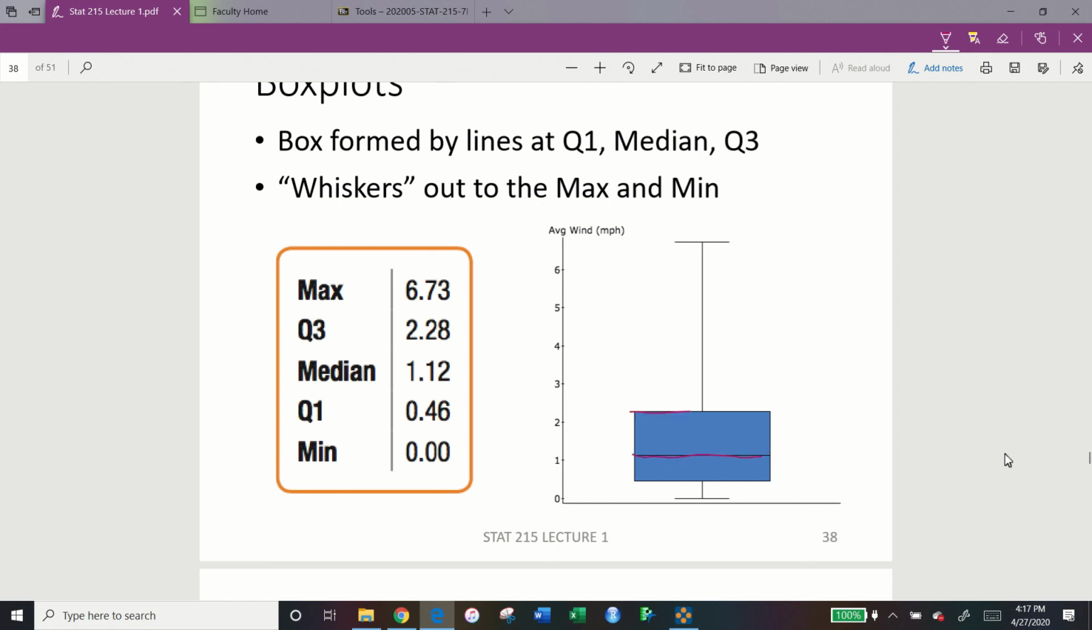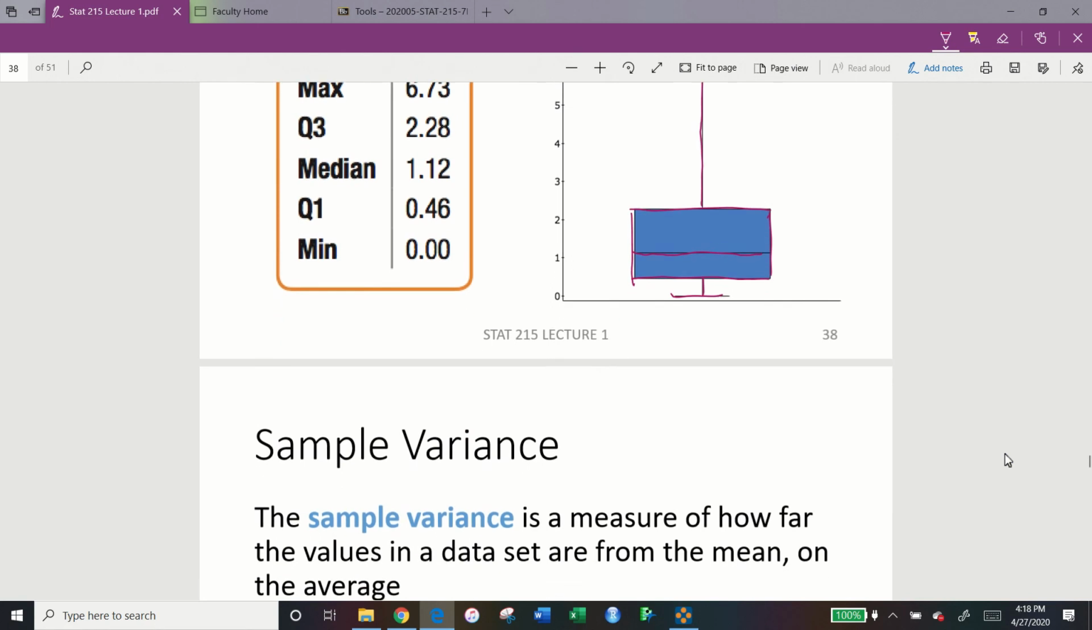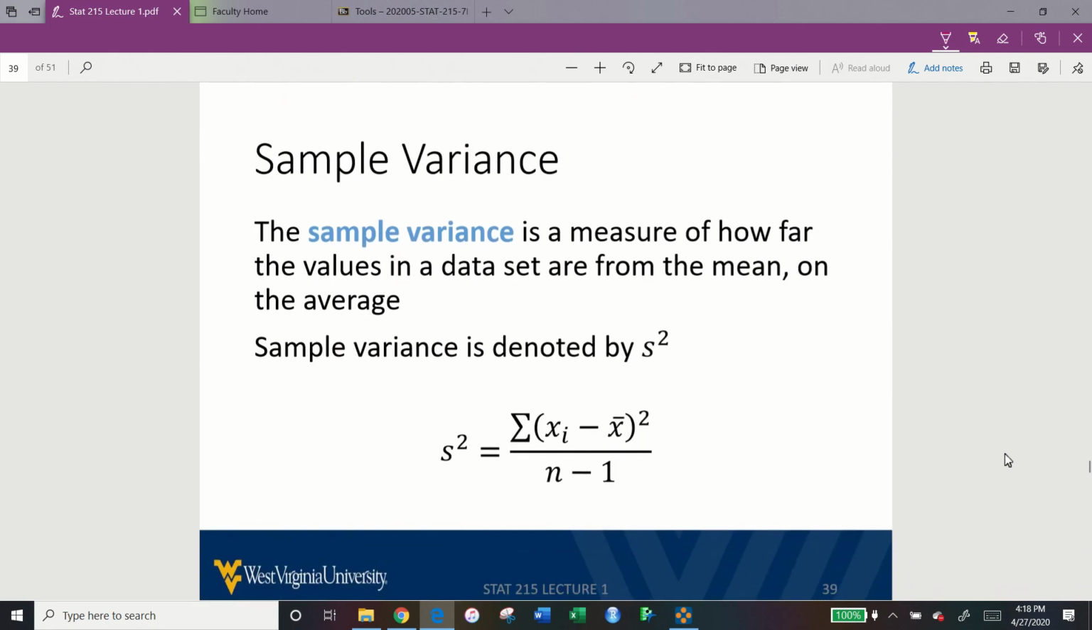Median, Q3, Q1. From there, we draw a box, and then we draw whiskers out to our minimum and maximum values. Again, this is an alternative way of illustrating quantitative data instead of using histograms. It's best when we're trying to compare multiple data sets.